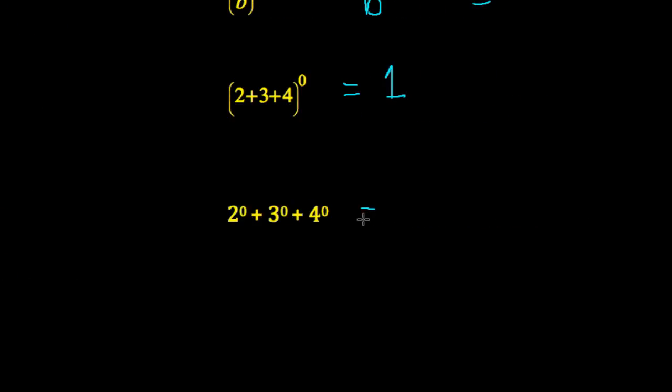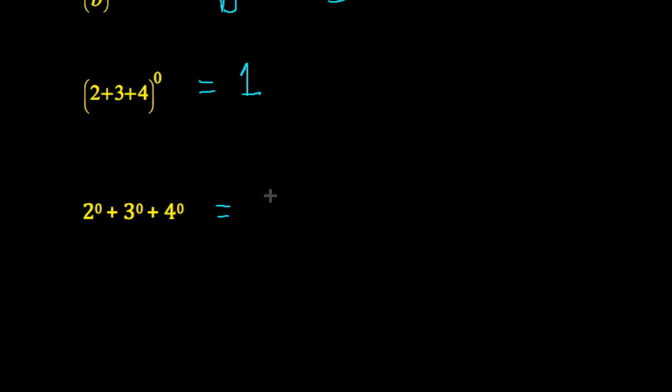Next, we have 2 to the exponent 0 plus 3 to the exponent 0 plus 4 to the exponent 0. Well, 2 to the exponent 0 is 1, plus 3 to the exponent 0 is 1, plus 4 to the exponent 0 is 1. And so that equals 1 plus 1 plus 1, which is 3. What's critical is that we followed BEDMAS performing the exponent operations ahead of the additions.